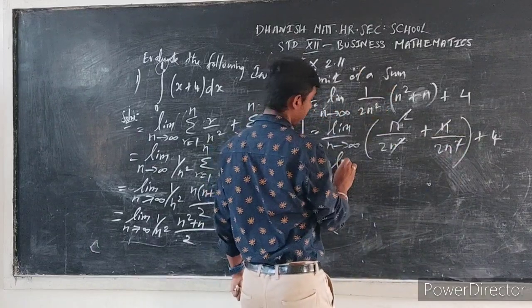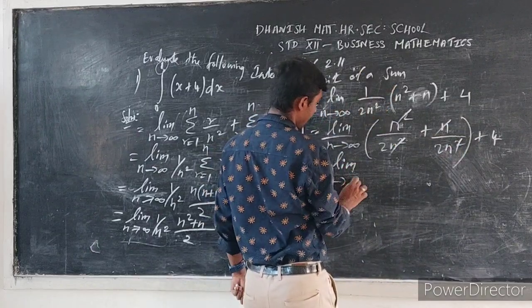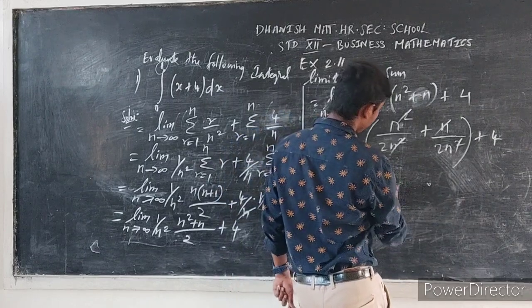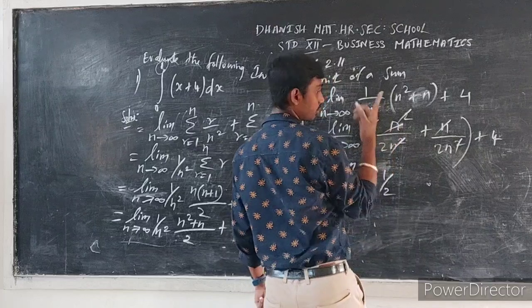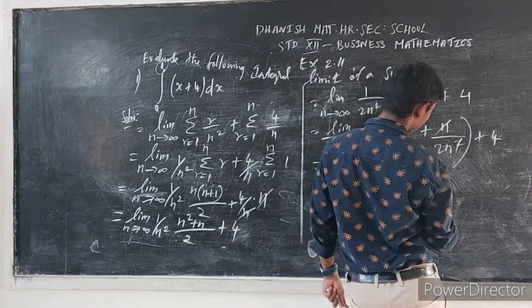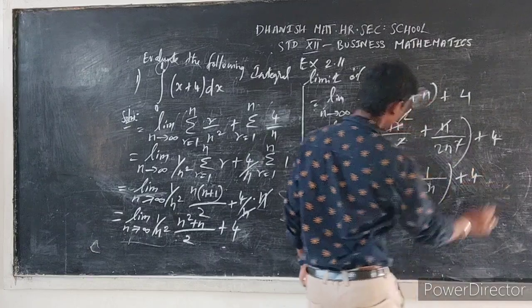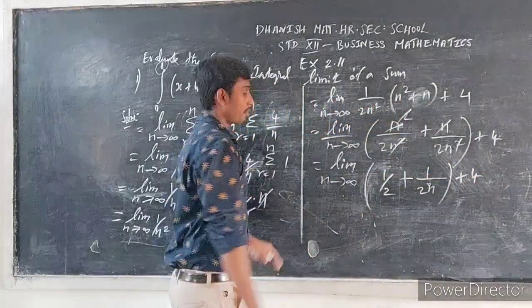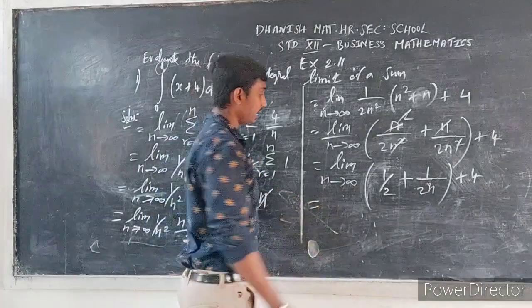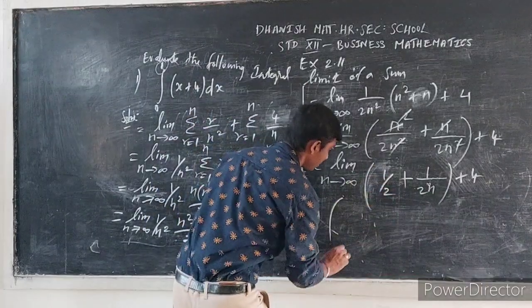So here we are getting limit n tends to infinity. What is the remaining value? It will be 1 by 2, can cancel in 1. 1 by 2 plus 1 by 2n plus 2. Now we are going to apply this limit here. What is the n value? n tends to infinity. So now I am going to substitute the limit value.